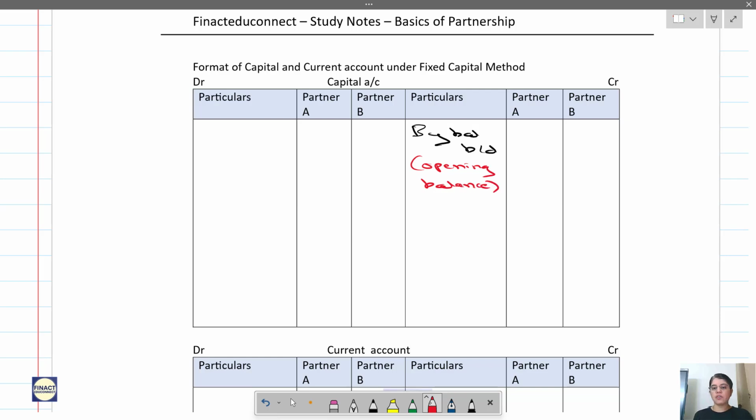Opening balance of capital account. Then you will have closing balance, to balance carried down. So this is a closing balance. Correct? Then if additional capital is introduced, then your entry will be cash and bank account debit to capital account. So here by cash or bank account, this is for additional capital.